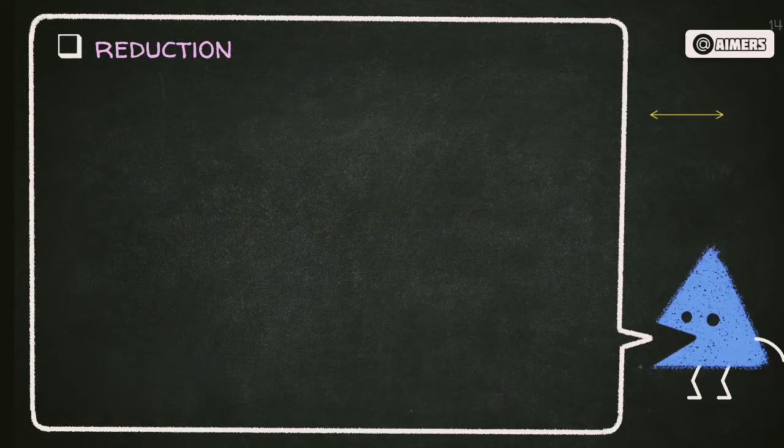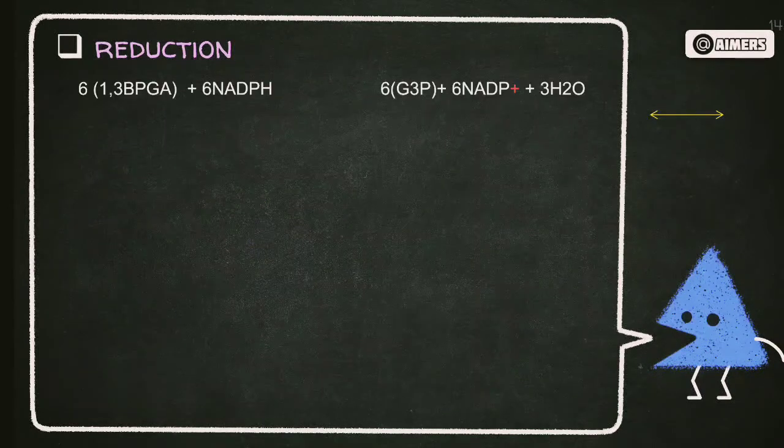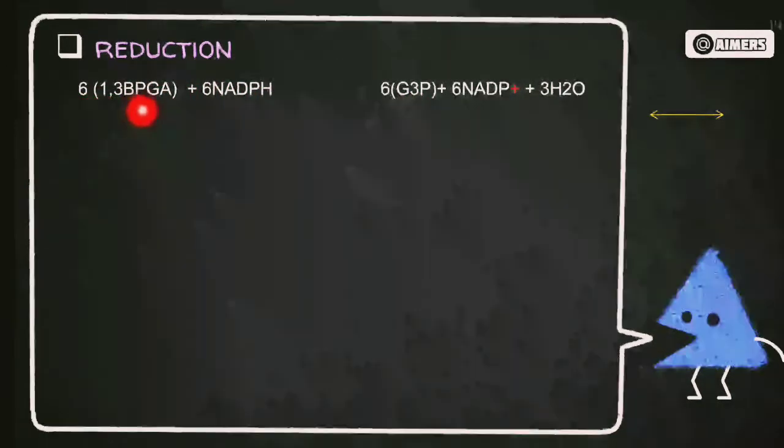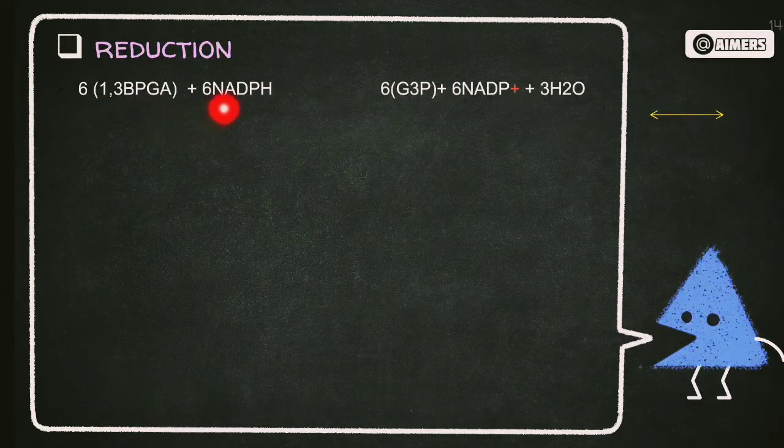Now, what is the next process in the reduction? The next process is that 1,3-bisphosphoglycerate now adds NADPH into it to make glyceraldehyde 3-phosphate. Now, do remember that 6 molecules of 1,3-bisphosphoglyceric acid were used. So, we use 6 molecules of NADPH. And similarly, 6 molecules of G3P are formed, and these 6 NADPH make 6 NADP plus and donate the inorganic phosphates, and it is also the step where the water molecules are produced. We will see how the process occurs.